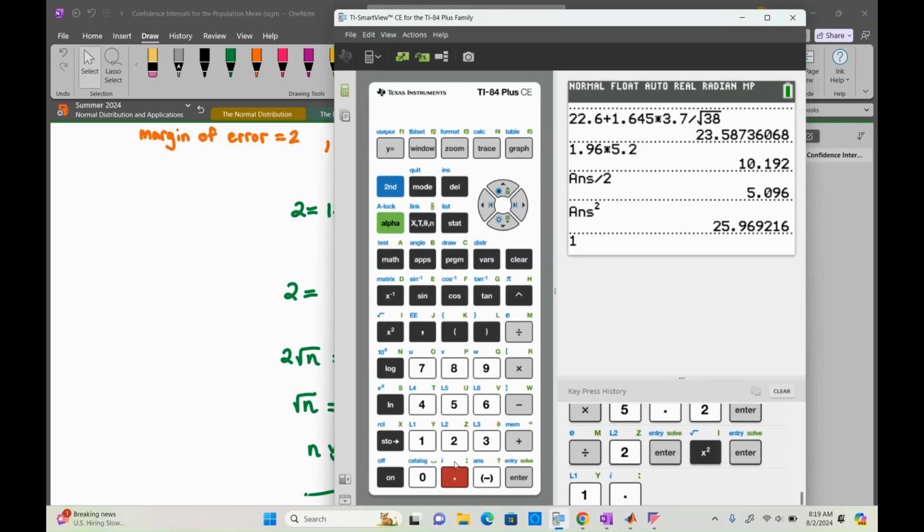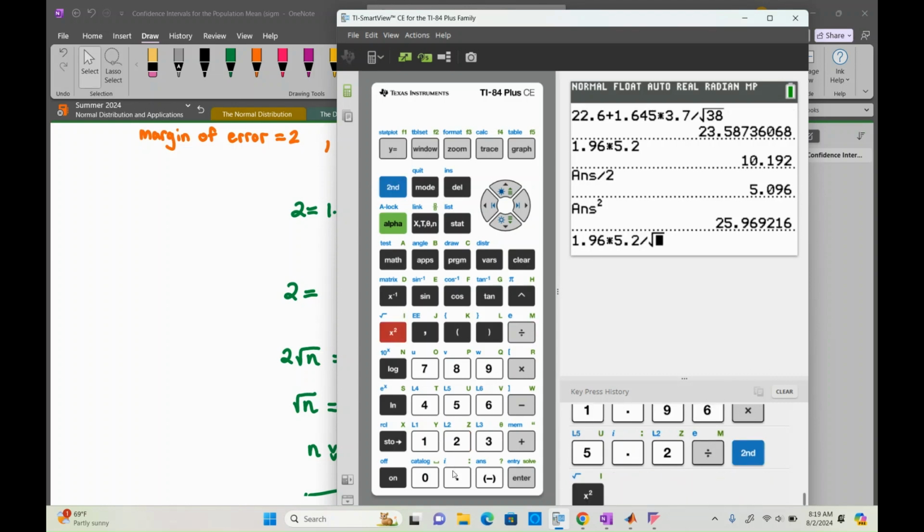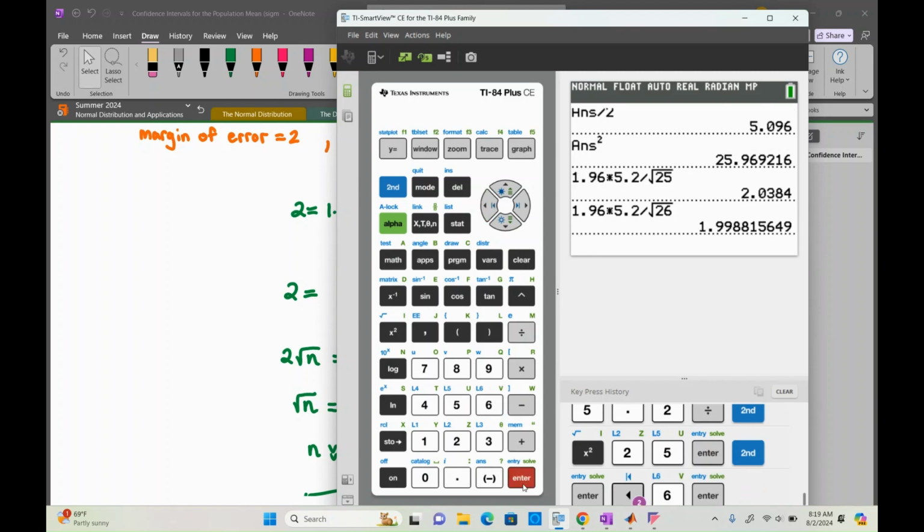So I'll take my 1.96. I'll multiply it by the 5.2. And I'm going to divide it by the square root of 25. I just want to show you what happens if you round down on these types of problems. You can see I've ended up with a margin of error that is not 2 or less. It's a little bit bigger. And this will happen every time you round down. So you will always round up. And if I make this 26, you'll see that it's now smaller than 2, which was the goal.